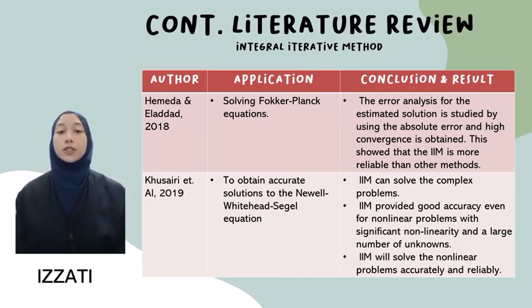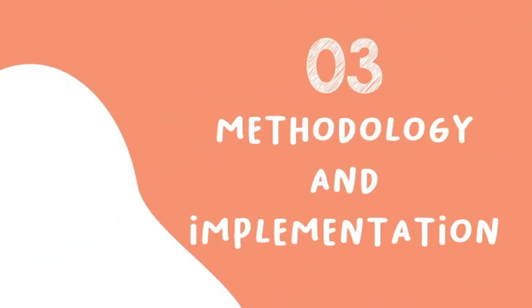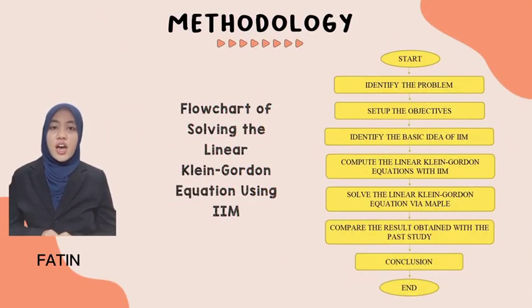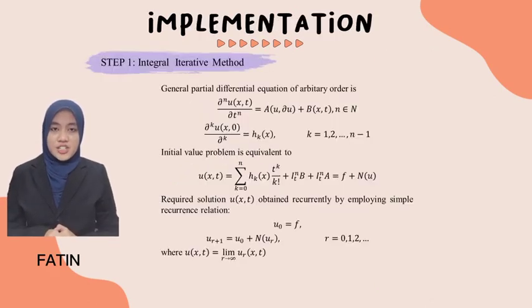Therefore, in conclusion, the results show that IIM will solve the nonlinear problems accurately and reliably. For the methodology, we follow this flowchart as a guideline in order for us to successfully obtain the result and keep on track. Next is implementation. There are two steps in implementation. Step 1. Integral iterative method.